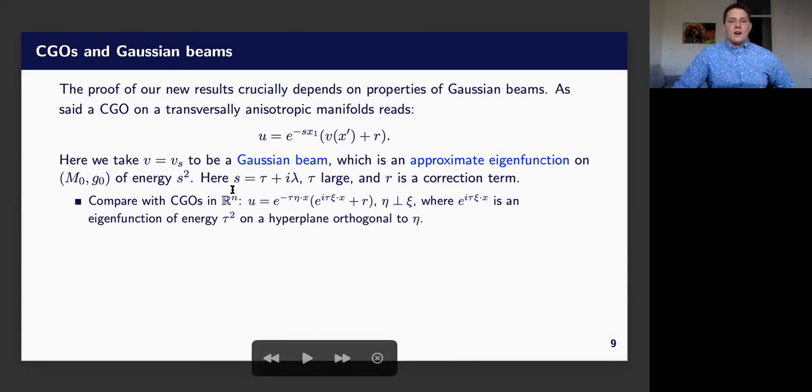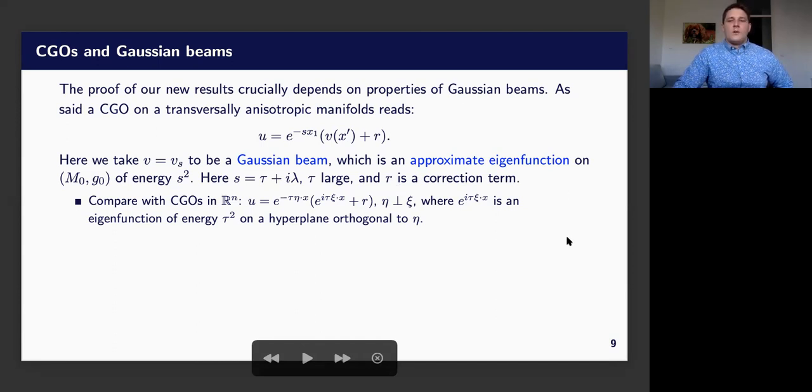In fact, our large parameter s is complex. We also call it the complex frequency, and it is of the form tau, which is large, plus i times lambda, and lambda will be the Fourier variable in the x1 direction. But lambda in a sense is fixed, and r is the correction term, as I said earlier.